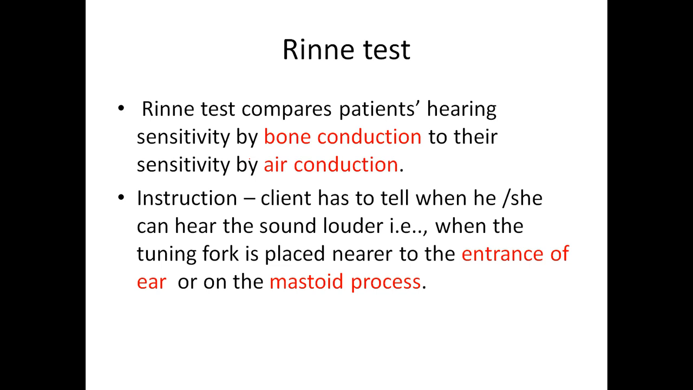The instruction will be that the client has to tell when he or she can hear the sound louder. Louder is very important here, because typically a normal hearing client will hear the air conduction mechanism louder compared to the bone conduction mechanism. You need to say when the tuning fork is placed near the entrance of the ear or when it is placed on the mastoid process. Among the two, which one can the client hear louder? He has to say that.